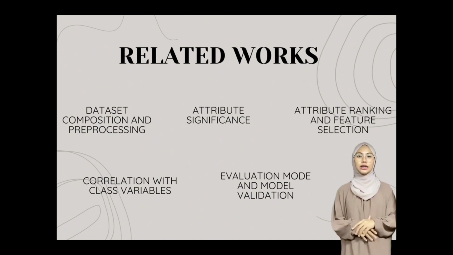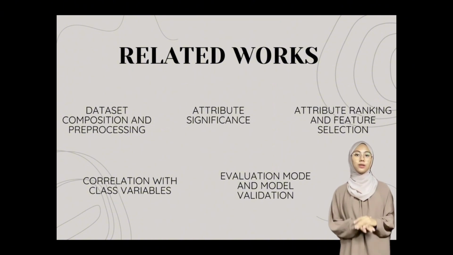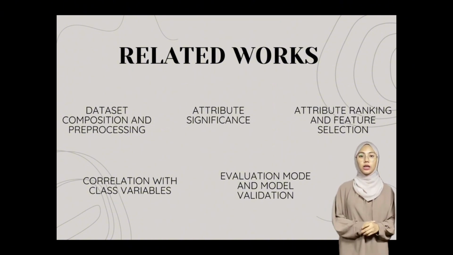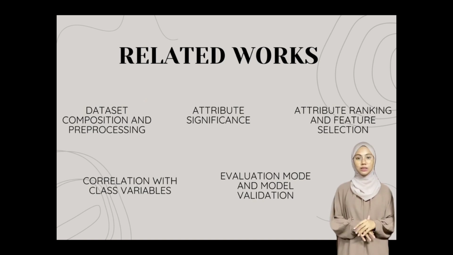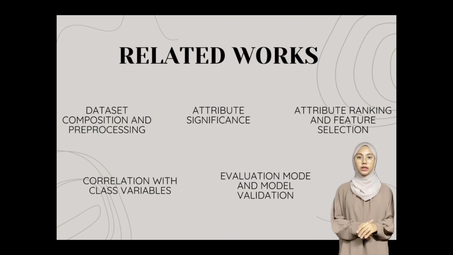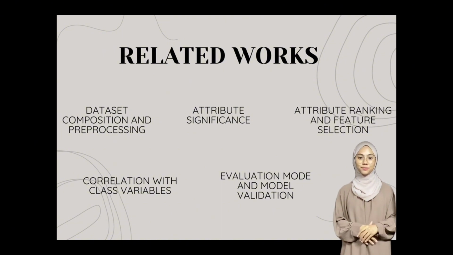The second one, attribute significance. Attributes related to symptoms like polyuria and polydipsia often exhibit high predictive power for diabetes. Information gain and chi-square tests were used to rank attributes, finding that these symptoms were the most predictive. The third one, attribute ranking and feature selection. Feature selection is vital in machine learning research to create simpler, more interpretable models with improved performance.